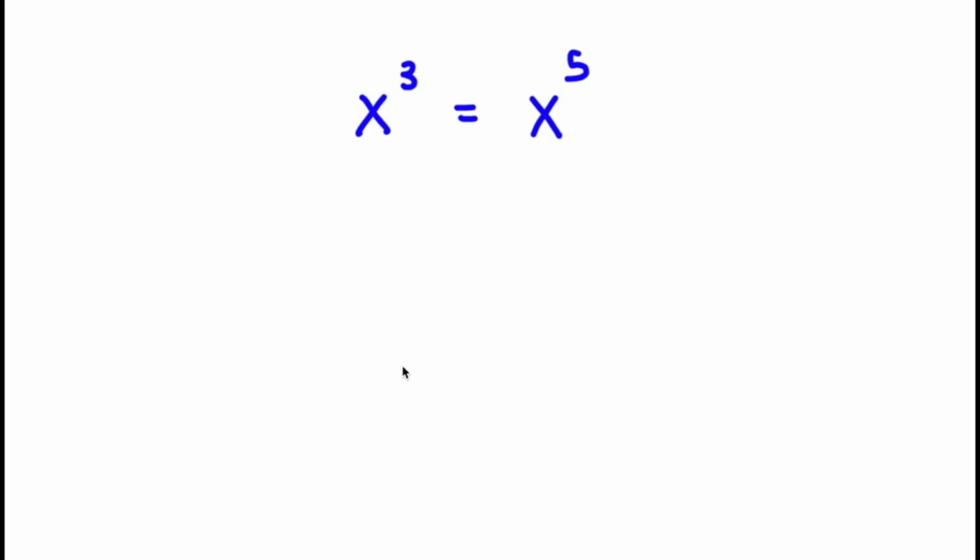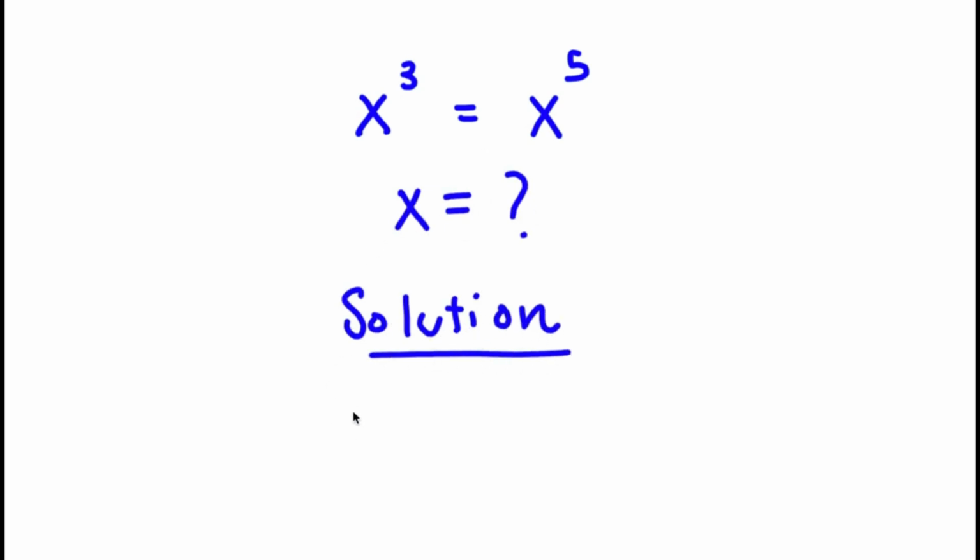Alright, so in this problem I have x to the power of 3 is equal to x to the power of 5. So I want to find the value of x here. So for my solution, first start with x to the power of 3 is equal to x to the power of 5.